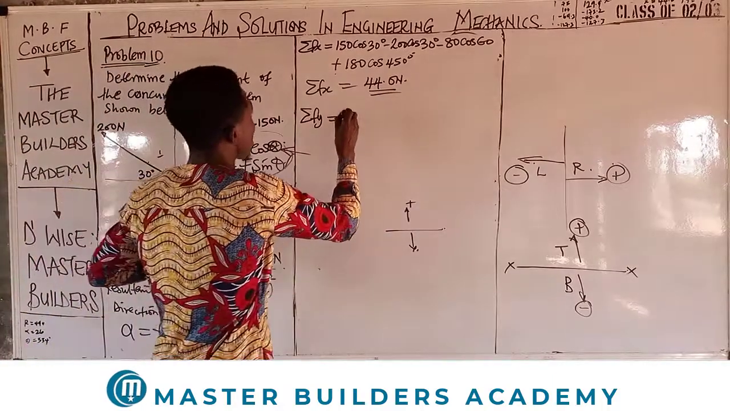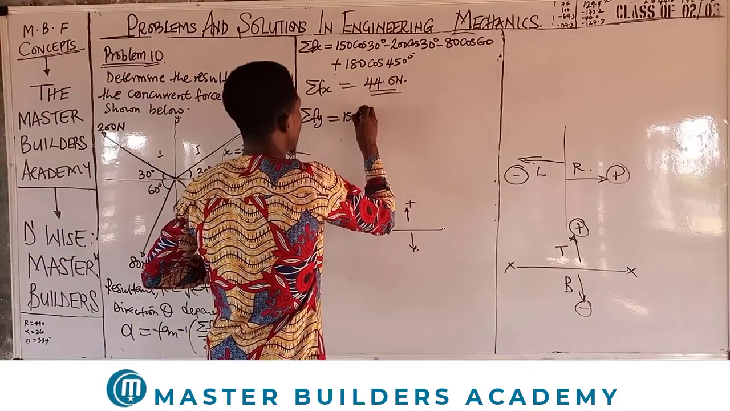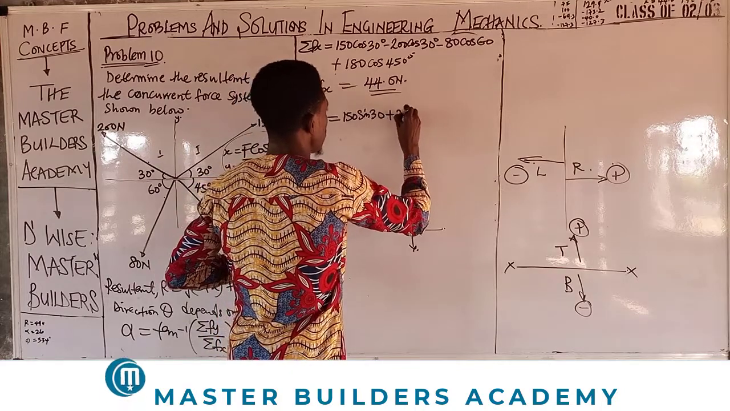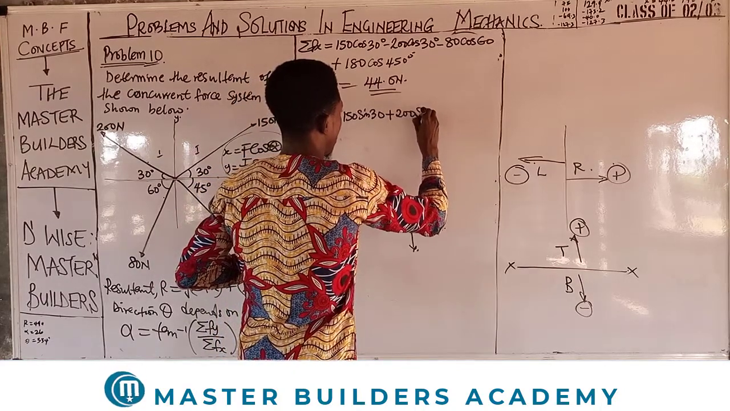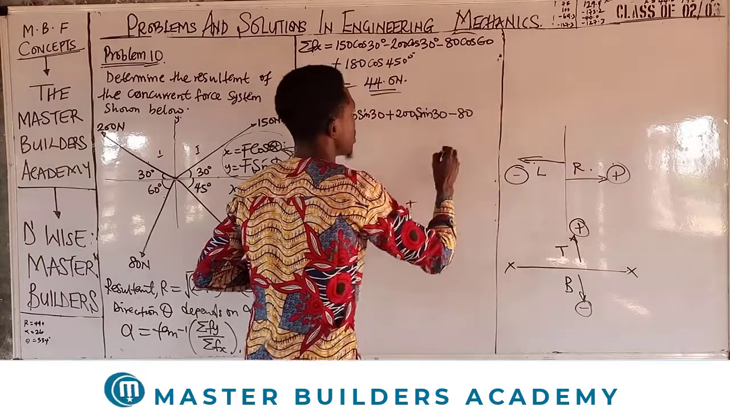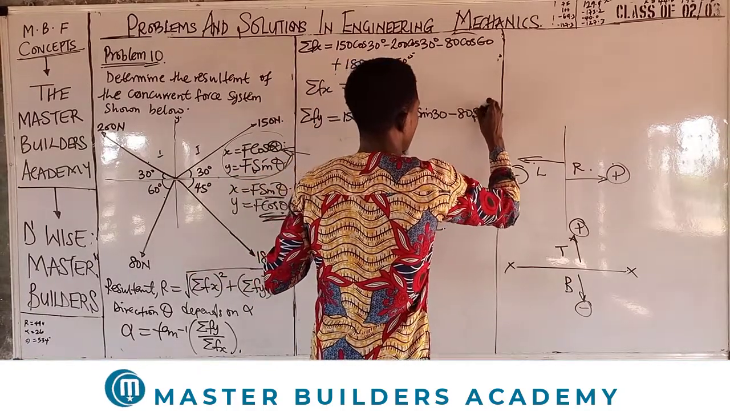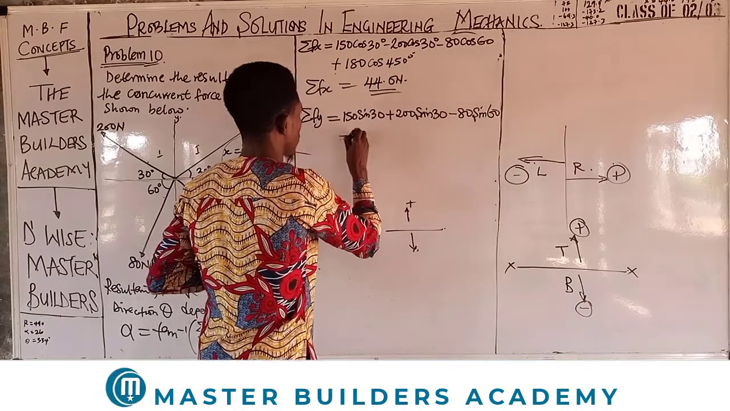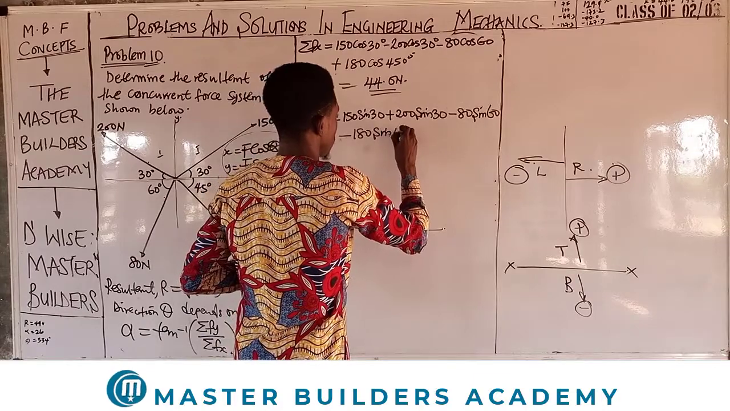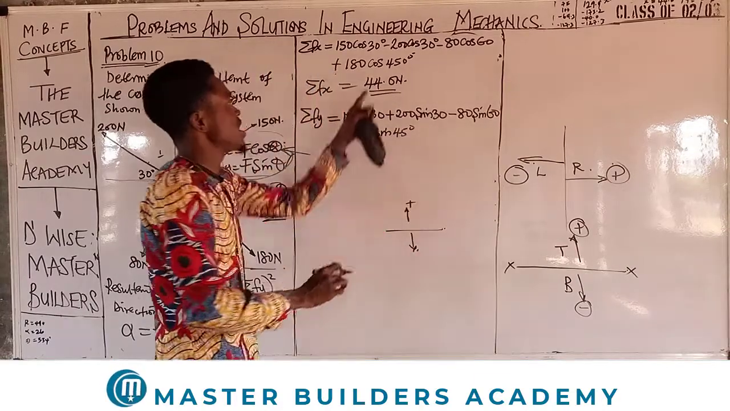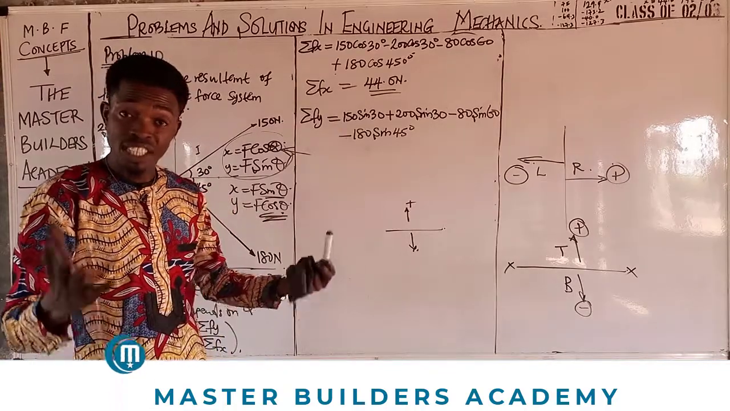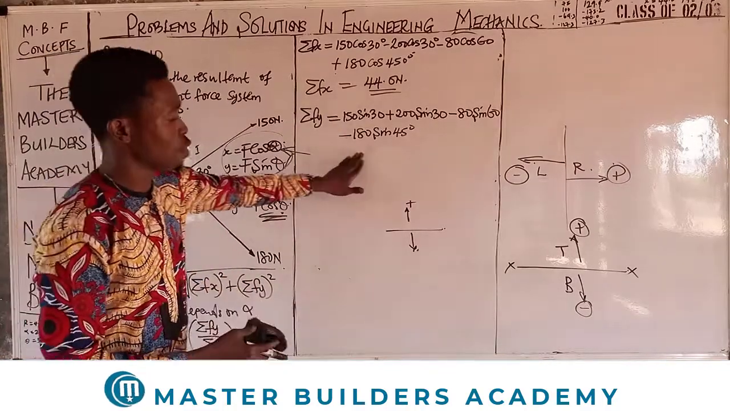So automatically this will have given us 150 sine 30 plus 200 sine 30, then minus 80 sine 60, then minus 180 sine 45. You are only changing the cos to sine. The angle remains the same. Only changing cos to sine. That's what we have done so far.